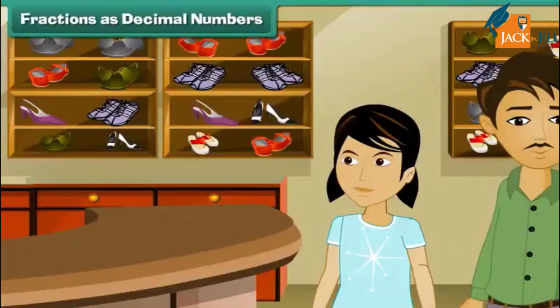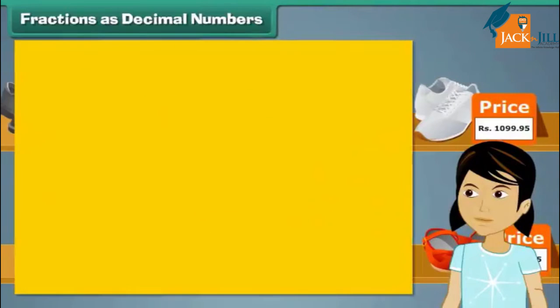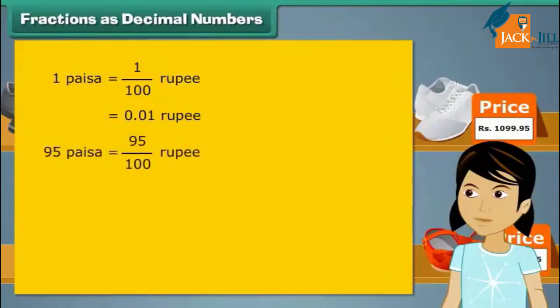Arpita went with her father to buy her school shoes. Prices of footwear in the store were expressed as decimal numbers. She wondered what the decimals in the prices meant. 100 paise make 1 rupee. In other words, 1 paisa is 1/100th of a rupee. It can also be written as 0.01 rupee. Therefore, 95 paise form 95/100th of a rupee.